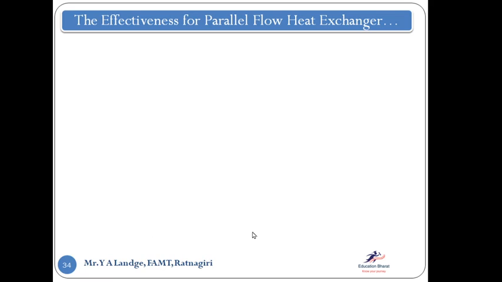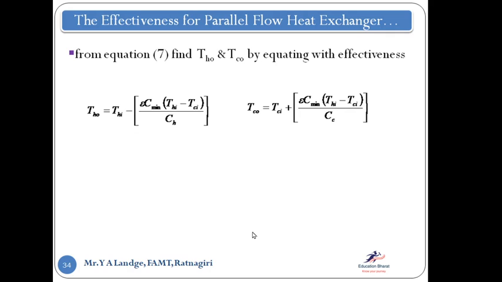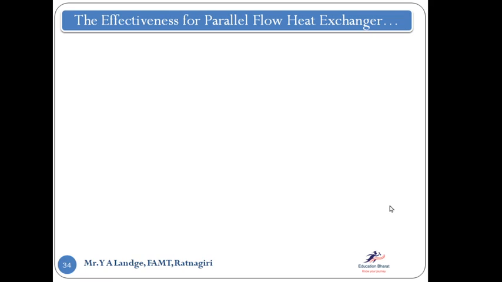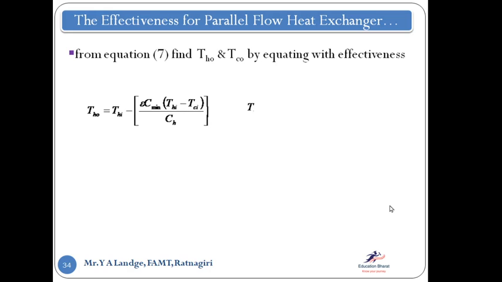Once we have those values of TCO and THO, we put these values in equation number 6. Where is equation number 6? You see here, this is equation number 6. So we put the values of THO and TCO. Ultimately our aim is to remove the temperature terms, and for that we are doing this adjustment on the basis of the definitions and the assumptions. So we find the values of THO and TCO.